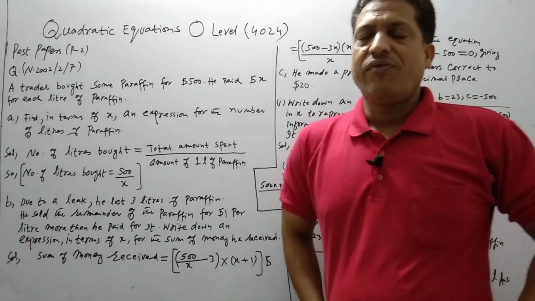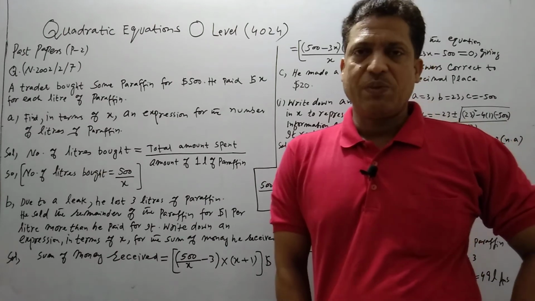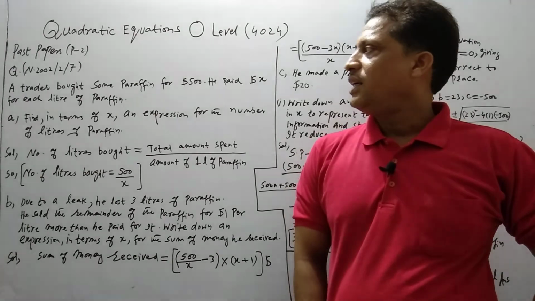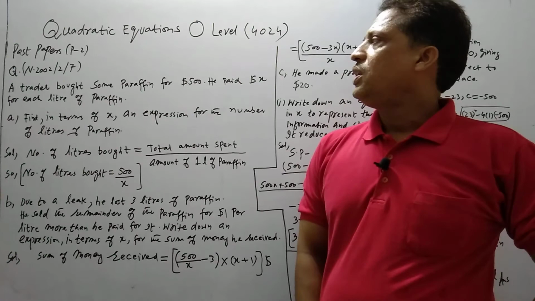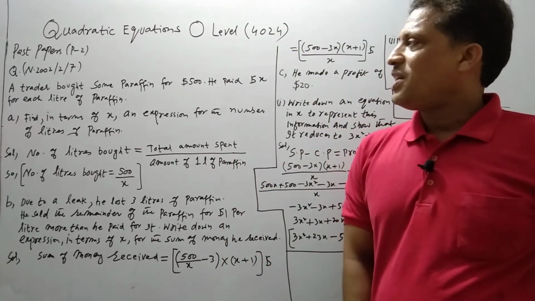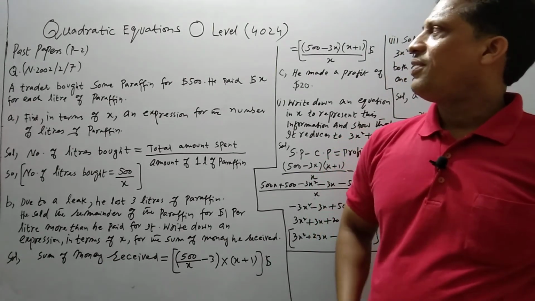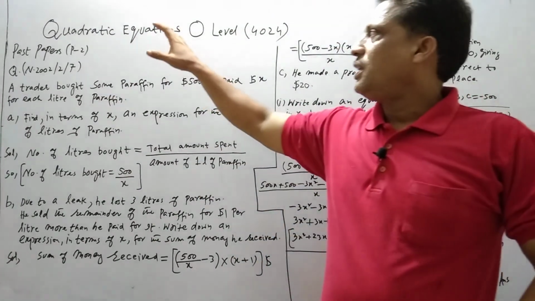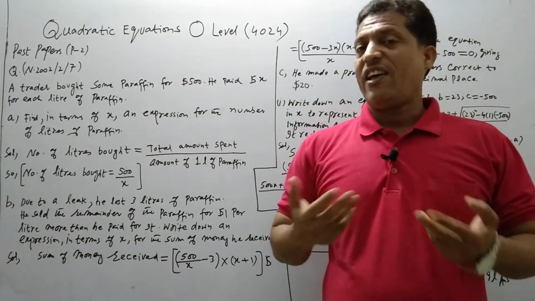In the last two lectures, we did some word problems from past papers. One was related to money exchange, and the second was related to speed and time graph. Now today I chose a word problem of quadratic equation which is related to profit and loss. So it's a very strong topic. We can take help from this topic, quadratic equation, in order to solve our daily life problems.